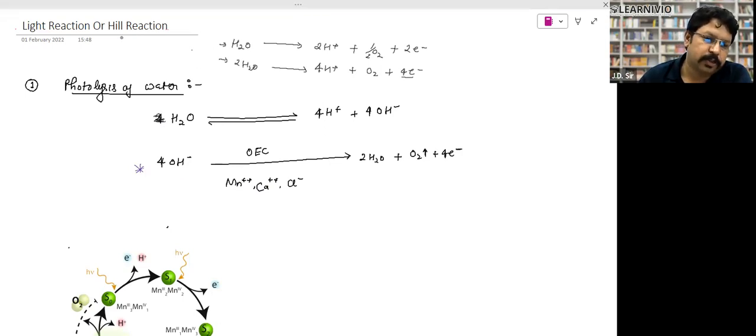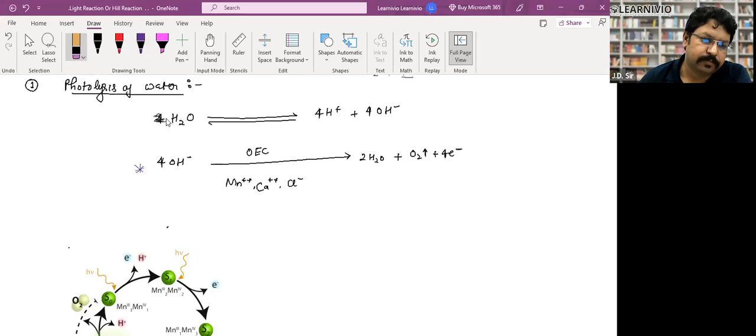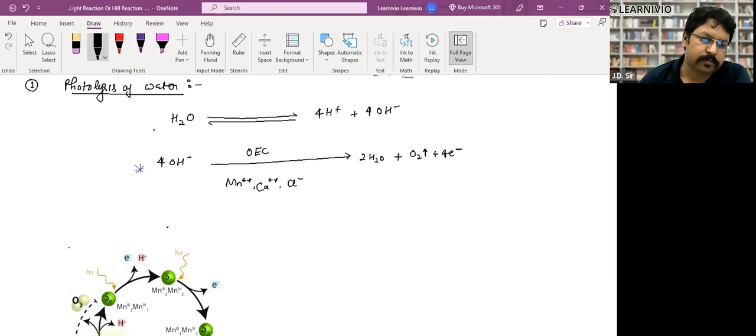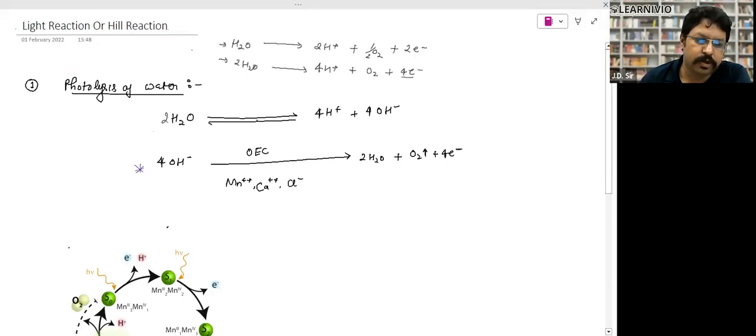2H2O gives 4 hydrogen ions and 4 hydroxyl ions. Now these four hydroxyl ions will be broken again, so 2H2O, one oxygen molecule, and 4 electrons are produced. This reaction is called photolysis of water. Tell me, is it clear or not? Yes, sir.